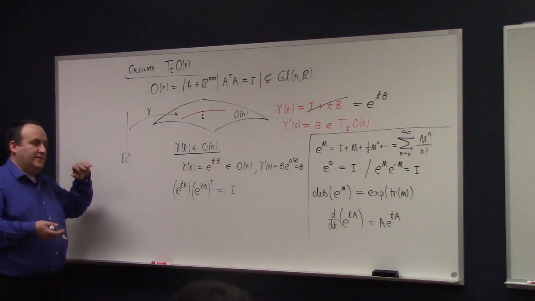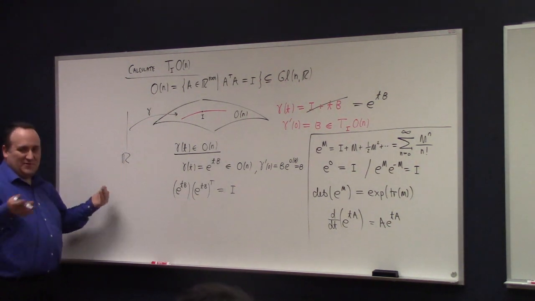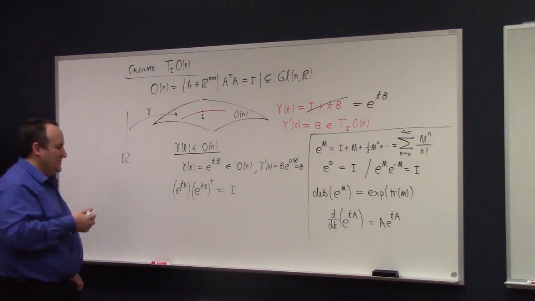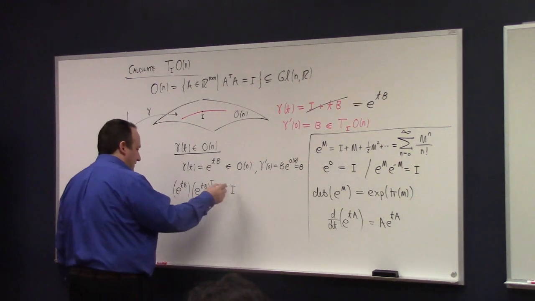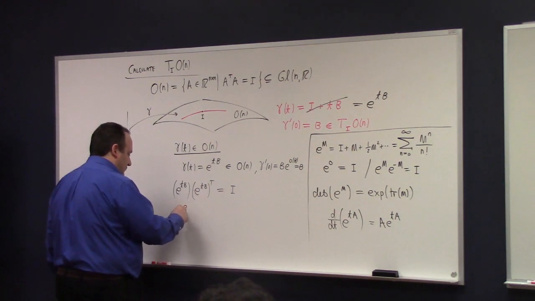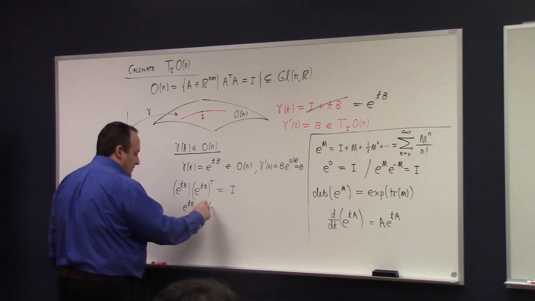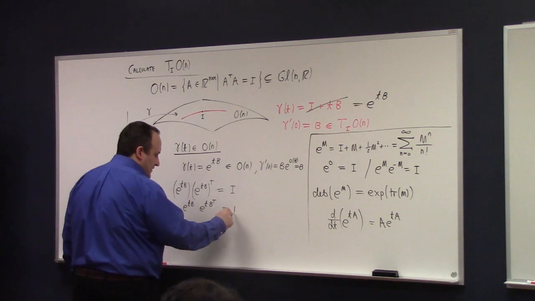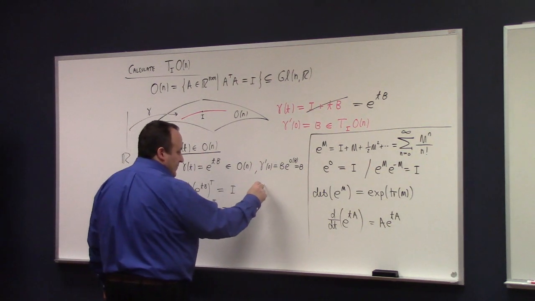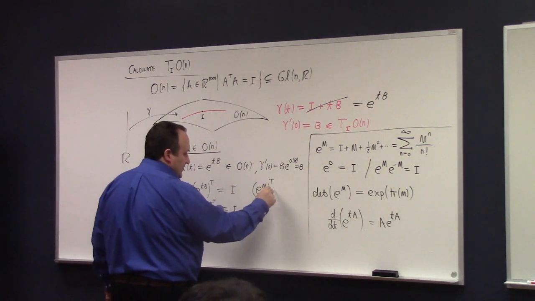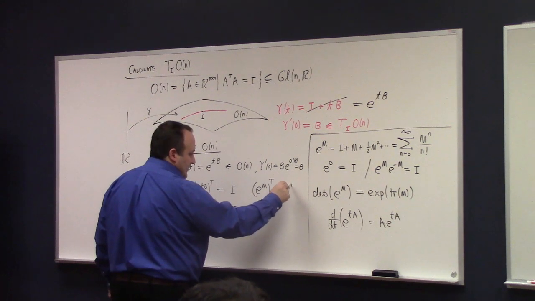All right, great. Now, yet another thing about the matrix exponential. It is an identity which you can prove. But here it is: e to the tB times e to the tB transpose is equal to the identity. So e to the M transpose is equal to e to the M transpose.